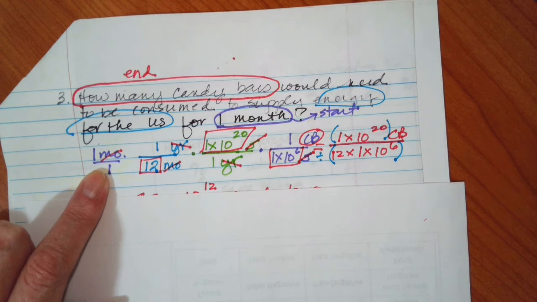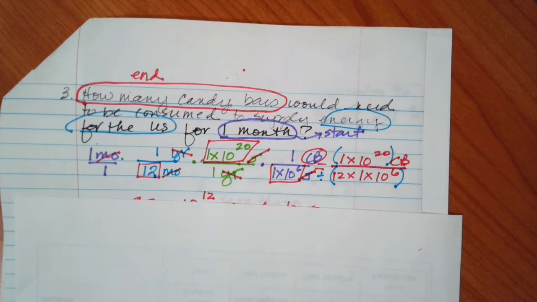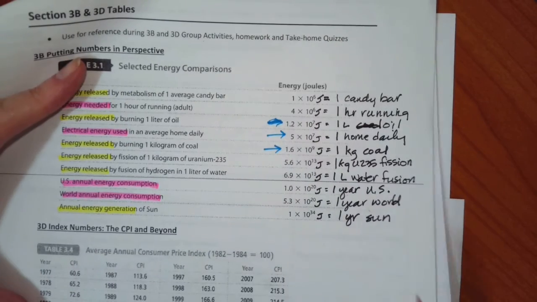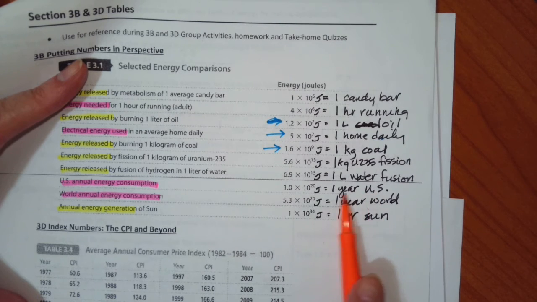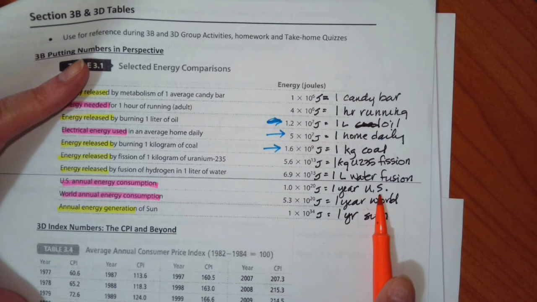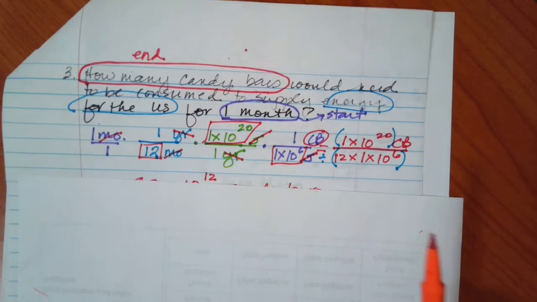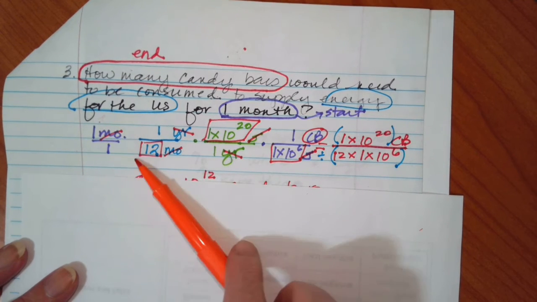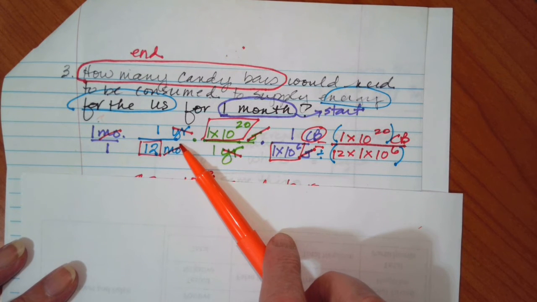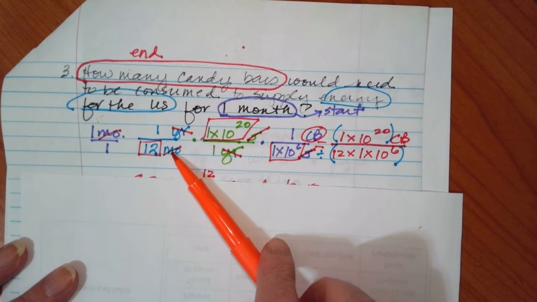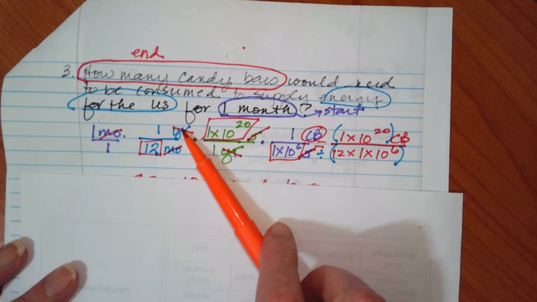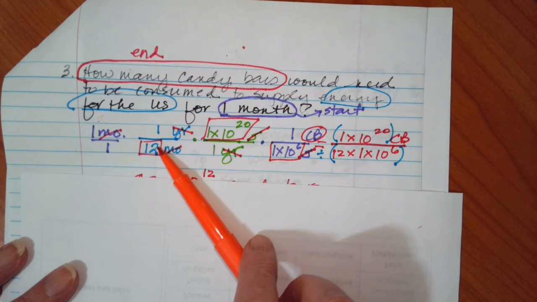Well, I don't have anything on my conversion chart that deals with a month. Everything is dealing with years or days or something like that. And talking about energy for the U.S., if I look at energy for the U.S., it's given as a year. So the first thing I have to do is take that 1 month and convert it into years. So of course the months go on the bottom, the years go on the top. The equivalency is 1 year is 12 months.